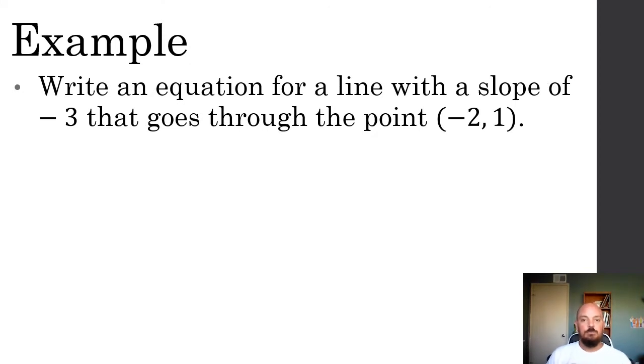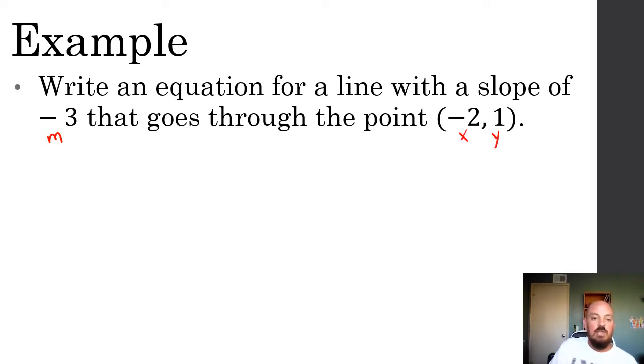So let's try that out. We're going to write the equation for a line with a slope of -3 that goes through the point (-2, 1). This is the exact situation I just described to you. I said we need to know the slope, and we do. This time I just told you in the directions. The slope is -3, that's m. Now we don't know the y-intercept, but what I did give you is a point, and every point counts as an x and a y.